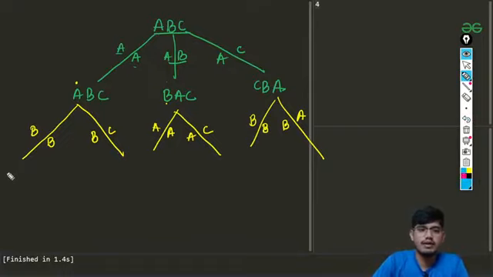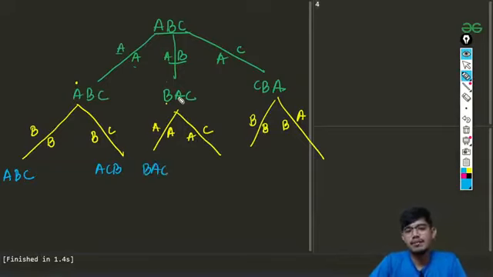So you can see I'll be getting, first, A, B, C. Then if I swap B and C, I'll be getting ACB. If I swap A with A, I'll be getting BAC. Then if I swap A and C, I'll be getting BCA. If I swap, this should be CBA. And if I swap A and B, I'll be getting CAB, okay.